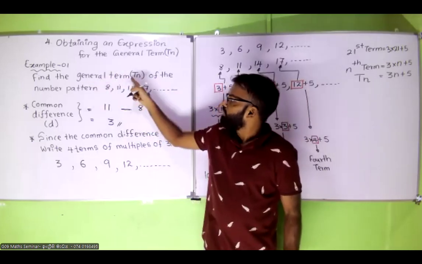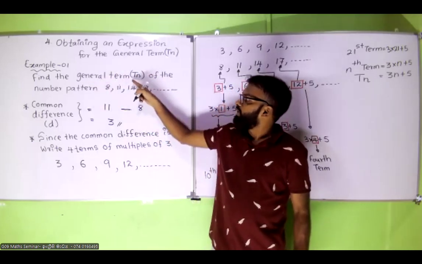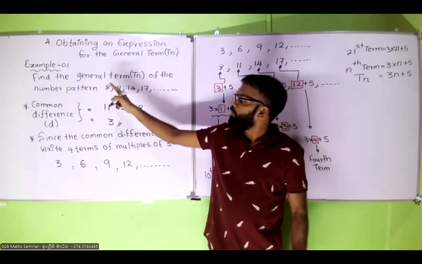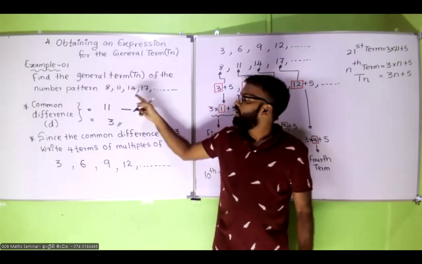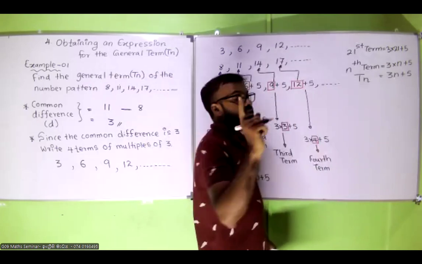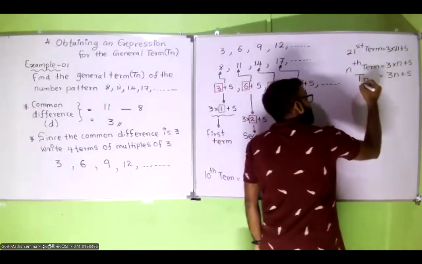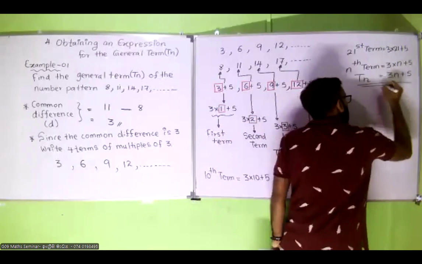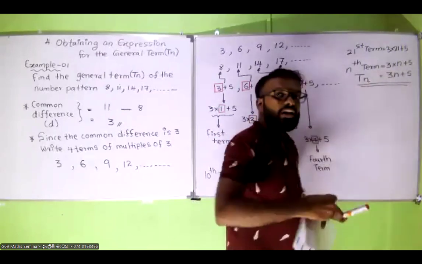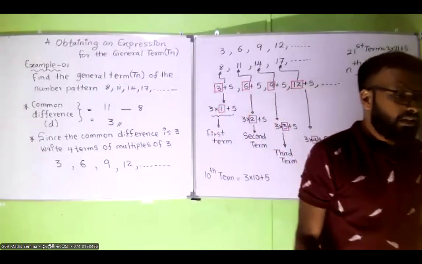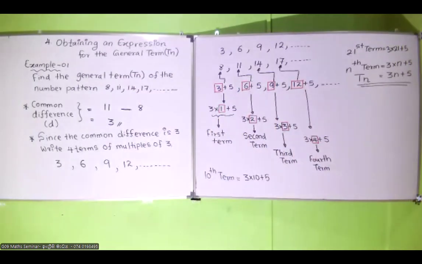Find the general term tn of the number pattern 8, 11, and so on. The general term of that number pattern is this. Very easy. You can understand this very clearly. Let's do 2-3 examples so that you can understand this very clearly.